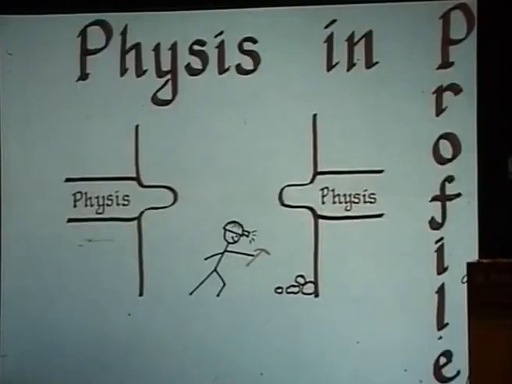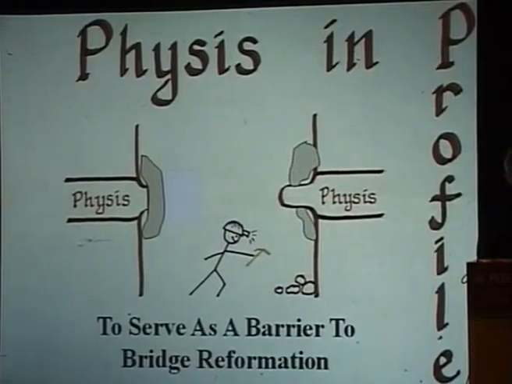The other thing that you want to do is, when you see it, leave a little bit of the physis sticking out in profile. Because if it's not there, the bridge can form around that. It doesn't have any barrier. So if you leave that little piece of physis sticking out, it will serve as a barrier for formation of new bridges.